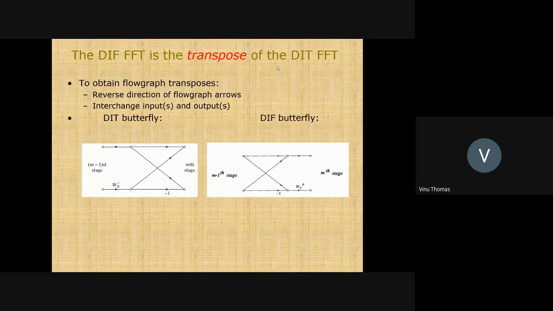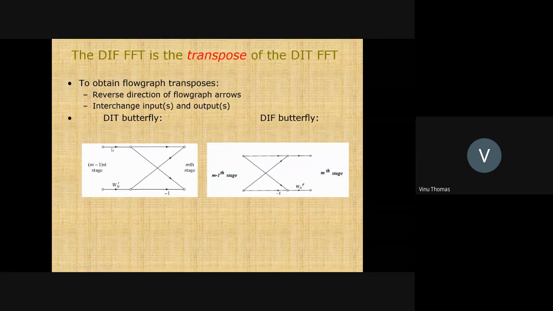When you have a directed signal flow graph, you can find the transpose of a directed signal flow graph using the following two steps. The first step is reverse the direction of all the flow graph arrows. So if you have an arrow like this, now reverse and put the arrow like this. Reverse the direction of all the arrows in the signal flow graph. Then interchange the input and the output. So if you had an input here, this will go to this stage and the output here will come to this stage.